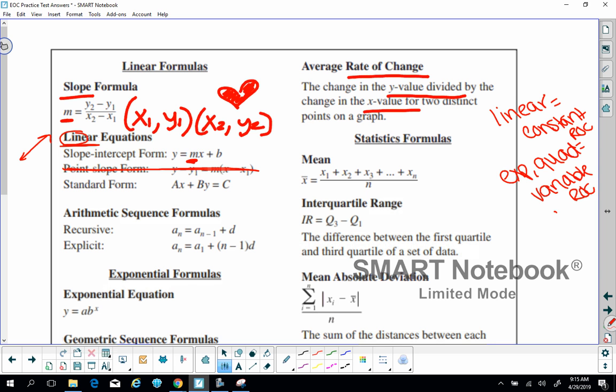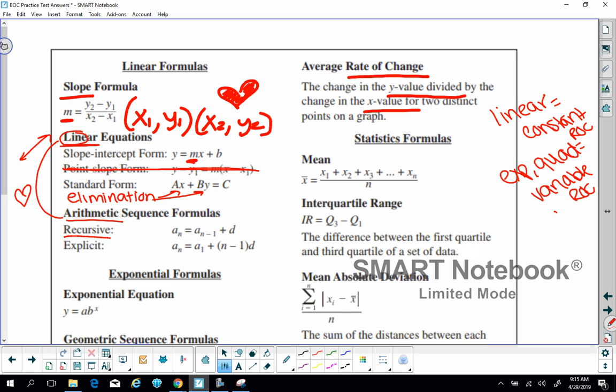Standard form is what we use when we're using elimination. They both need to be in standard form. So that means that x and y are both on the same side of the equal sign. When I'm looking down here, also I see there's arithmetic. Arithmetic and linear are besties because they are the same. Arithmetic are numbers that are adding or subtracting over and over.